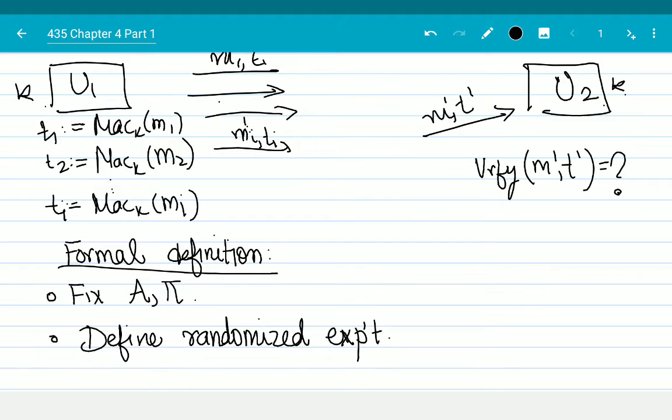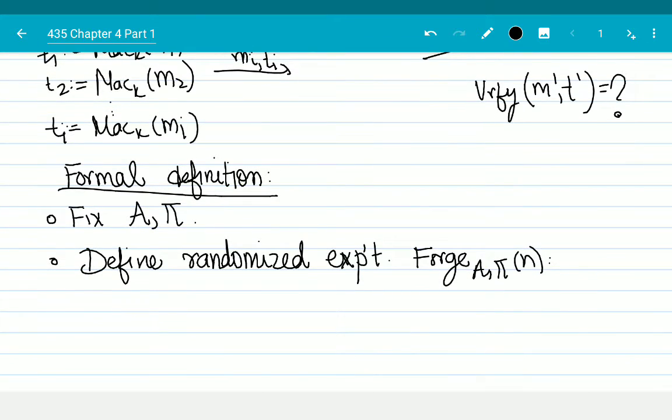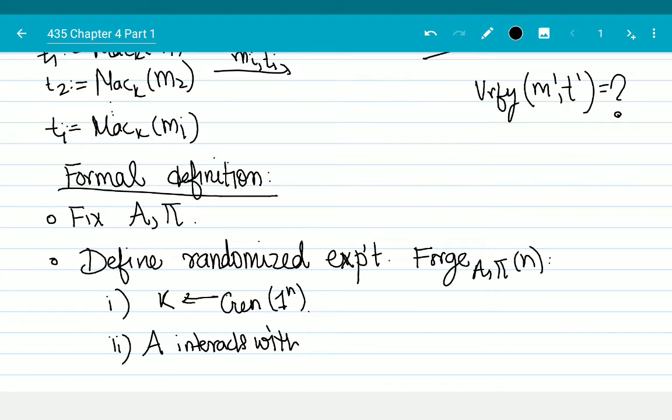Experiment. Forge A,Π of n as follows. In the first step, a uniform key is generated by the generator using 1 to the n. A interacts with Oracle Mac K.